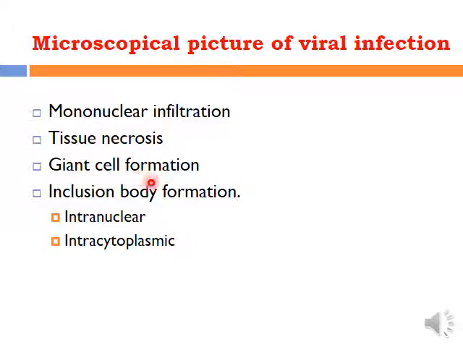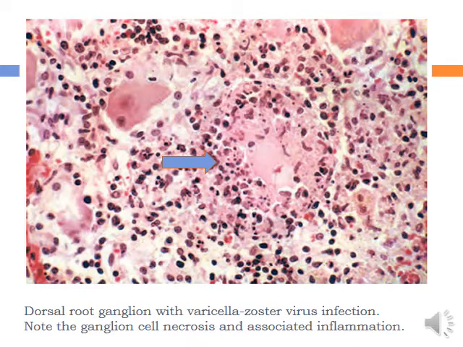Another feature is that we see multiple inclusion bodies, representing viral particles and proteins inside the cell. They may accumulate either inside the nuclei, producing intranuclear inclusions, or in the cytoplasm, producing cytoplasmic viral inclusions. Here there is an example of a dorsal root ganglion infected by varicella zoster virus. The ganglion shows necrotic changes. There is fragmentation of the nuclei and necrotic debris surrounded by an inflammatory reaction rich in lymphocytes.